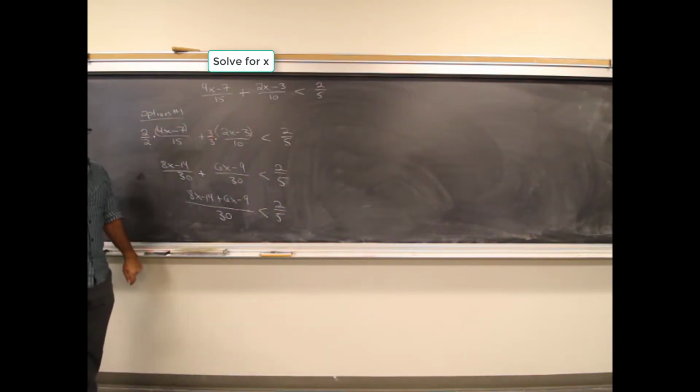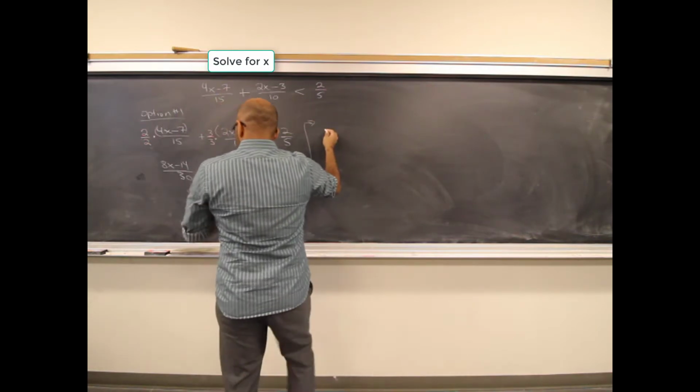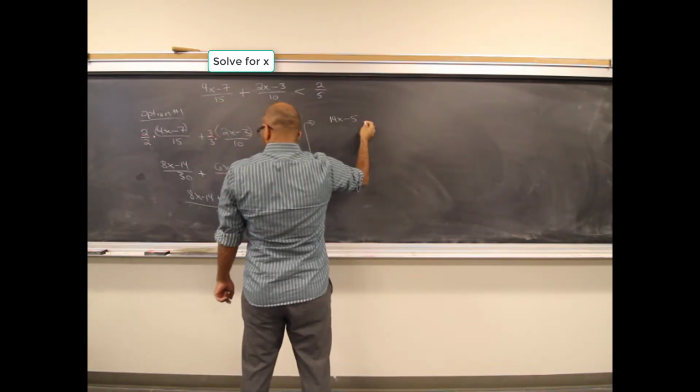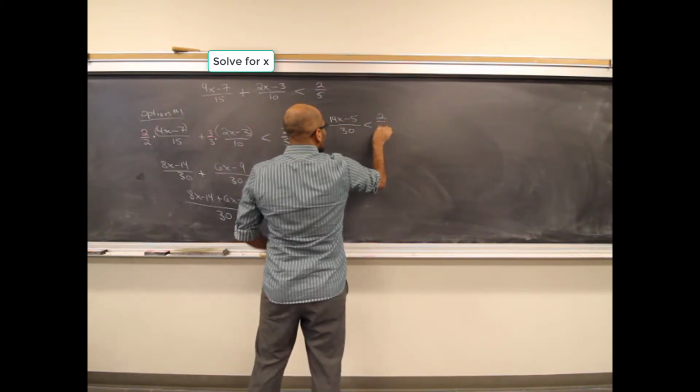And now what would you do? Combine like terms. So this is going to lead to (14x minus 5) all over 30 is less than 2/5.